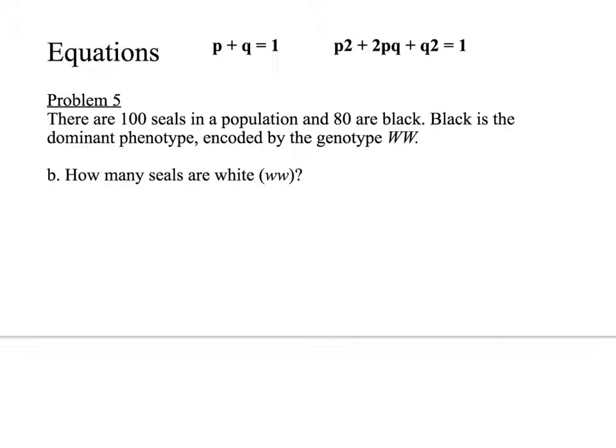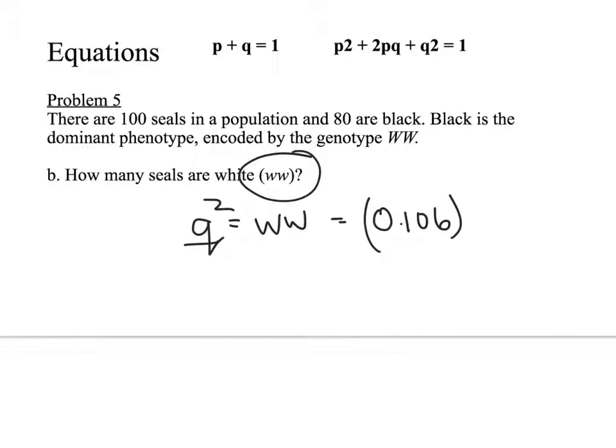And the last question on the homework set, or the recitation, is just to figure out how many seals are white. Since white is represented by the lowercase w, we know that in terms of Hardy-Weinberg it's not just q, but q squared. We solved for q in the earlier problem. We found that 0.106 was the value for q, so we can square that and say 0.011 is the frequency or the expected proportion of individuals who will be white. And just as we did before, there are 100 total individuals in the population, so this is about 1 seal. So there's not a whole lot of albino seals out there.